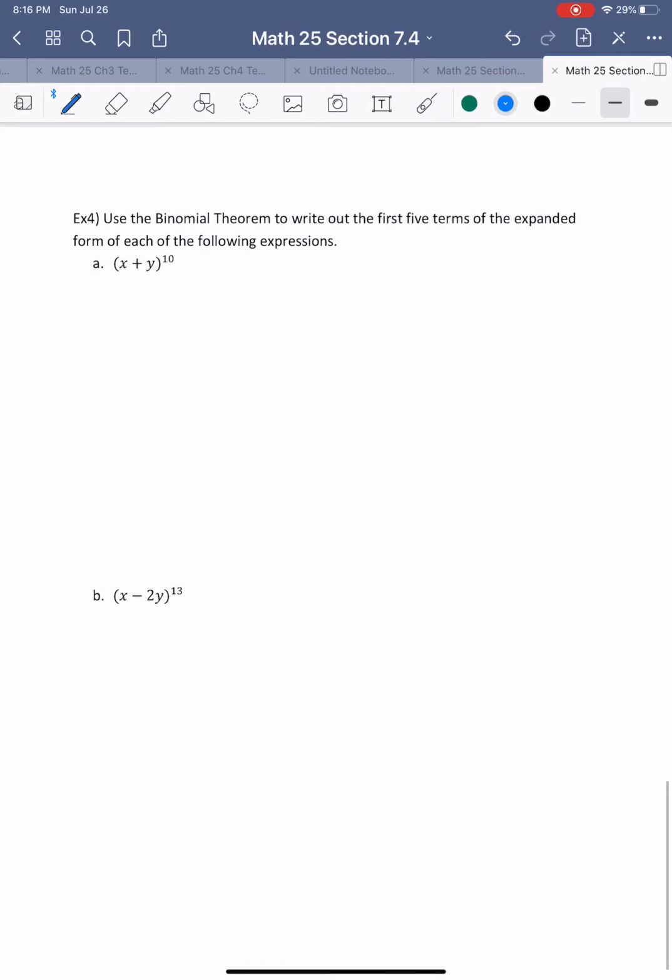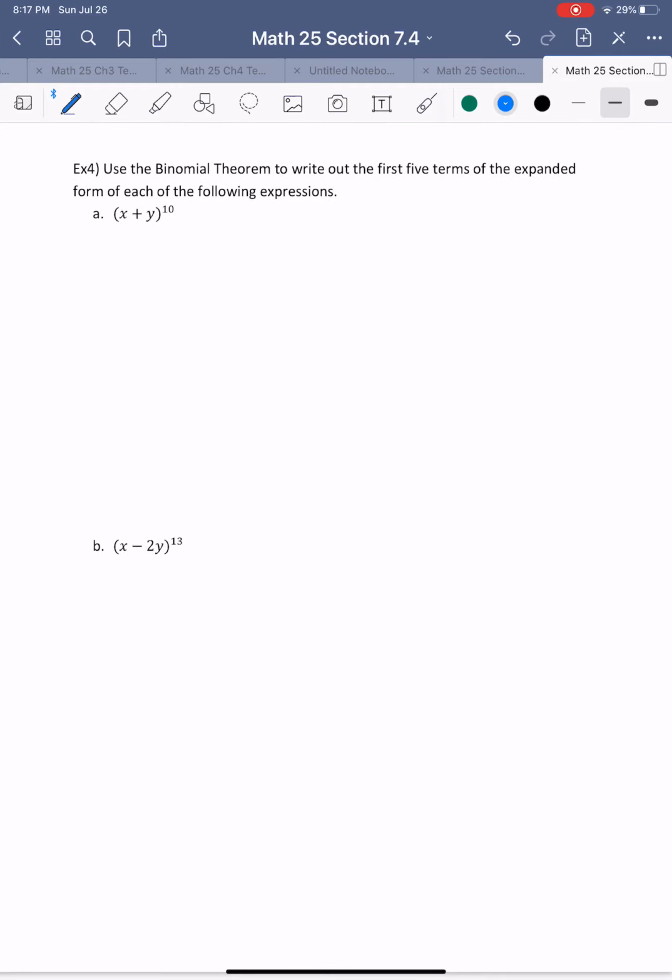So example 4: use the binomial theorem to write out the first 5 terms of the expanded form of each of the following expressions. Since we have a degree of 10, we would have 11 terms, which is too much, so we only write the first five.